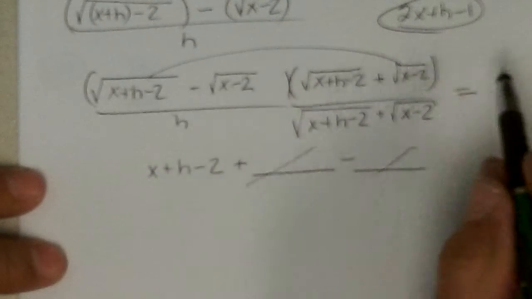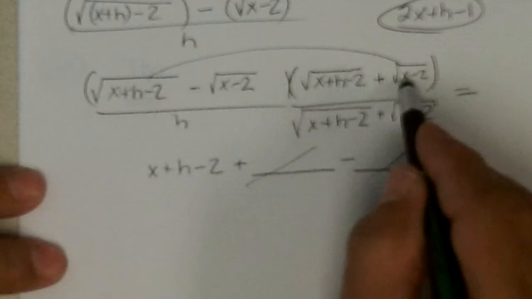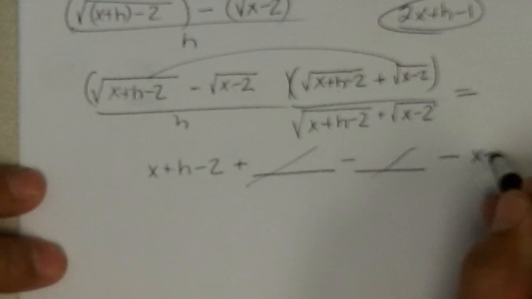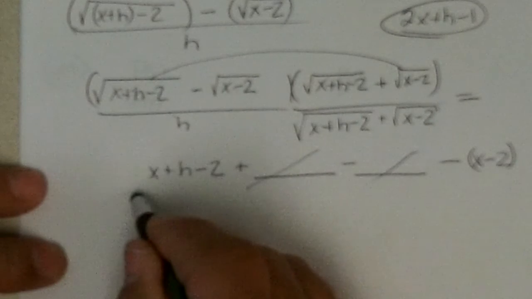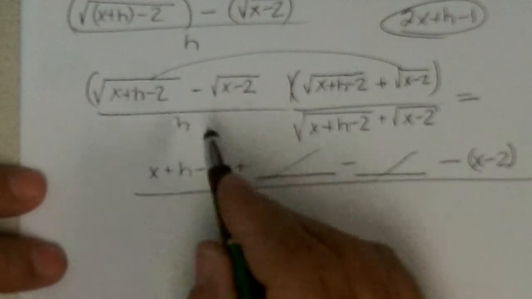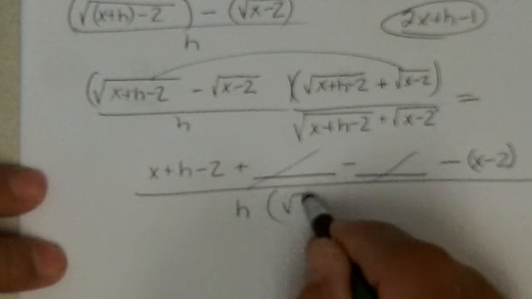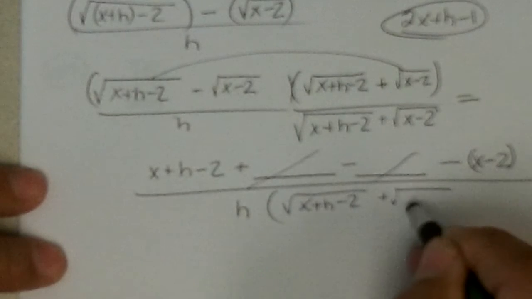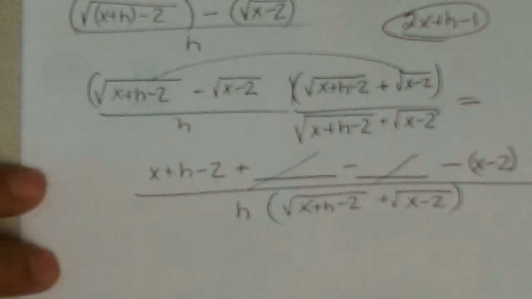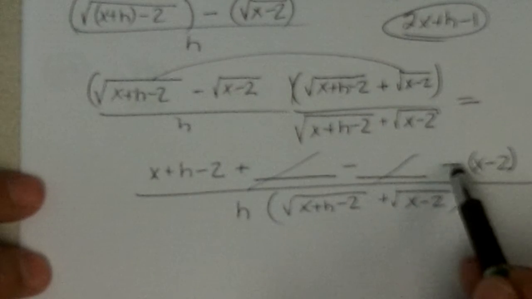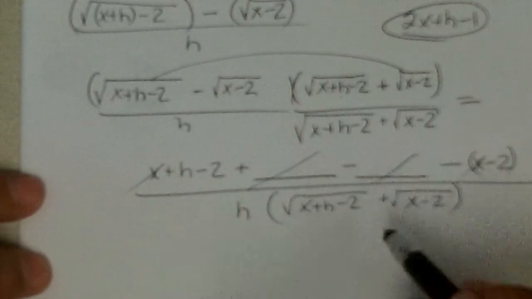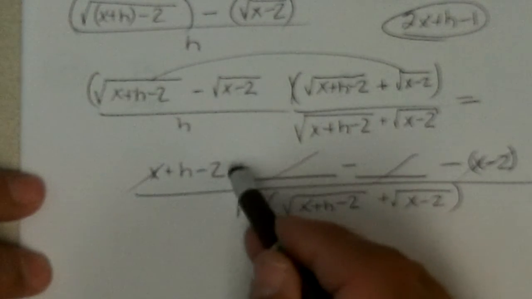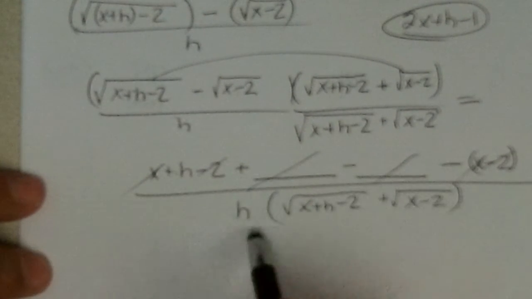And then we're going to have a minus times a plus, which is minus, and these are square roots of the same identical thing, so it gets rid of the square root and just becomes x minus 2. Put it in parentheses. Over h times square root of x plus h minus 2 plus the square root of x minus 2. x minus x cancel. Minus 2 minus a minus 2 cancels. And I have just h over this.